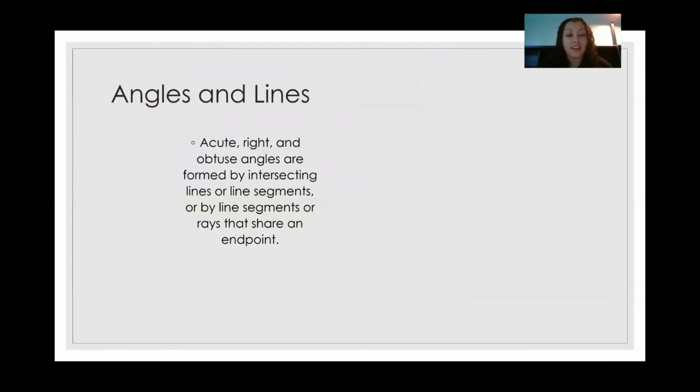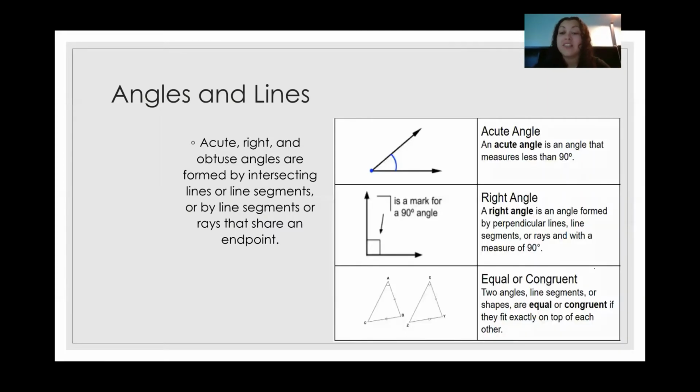So angles and lines. We have acute, right, and obtuse angles that are formed by intersecting lines or line segments, or by line segments or rays that share an endpoint. So an acute angle is an angle that measures less than 90 degrees. And so hopefully some of this terminology you've heard before in 4th grade or even this grade in 5th grade.